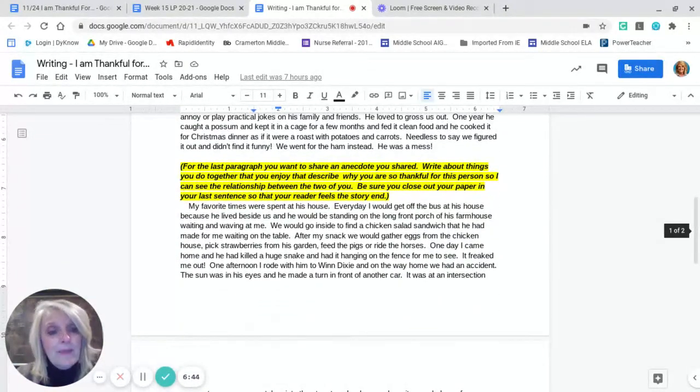So my last paragraph, I want to share like an anecdote. You want to write about things that you do together that you enjoy, that describe why you're so thankful for this person. So I can see the relationship between the two of you. So be sure you close out your paper in your last sentence so that your reader feels the end of the story. Okay, so now I'm going to transition into the third paragraph.